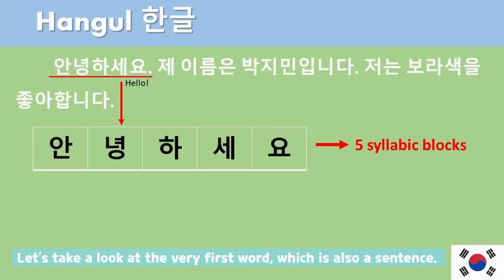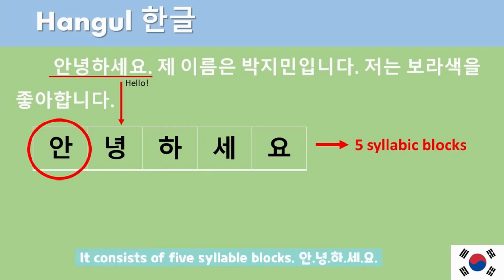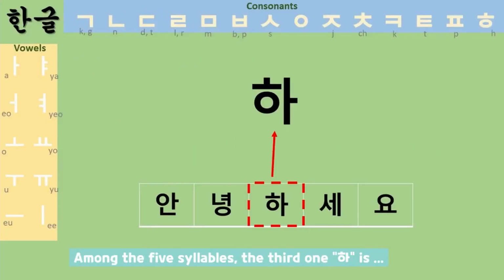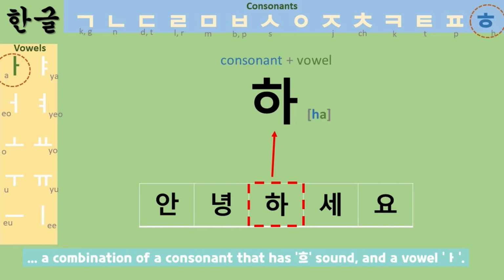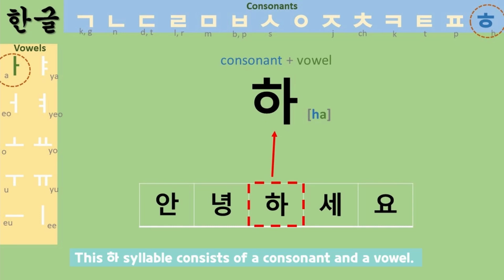Let's take a look at the very first word, which is also a sentence. 안녕하세요 means hello. It consists of 5 syllable blocks. 안, 녕, 하, 세, 요. Among the 5 syllables, the third one, ha, is a combination of a consonant that has h sound and a vowel a. So it's read ha. This ha syllable consists of a consonant and a vowel.